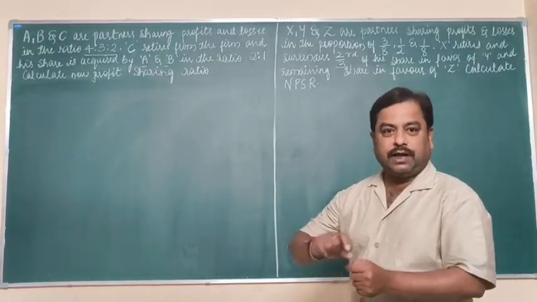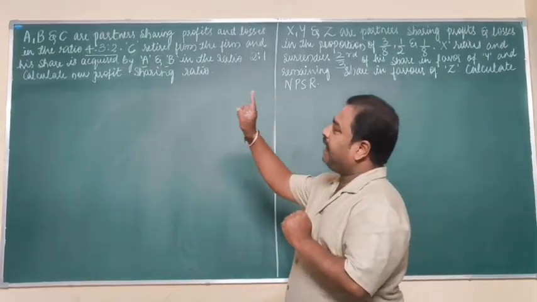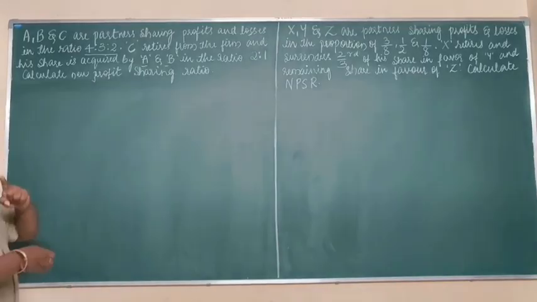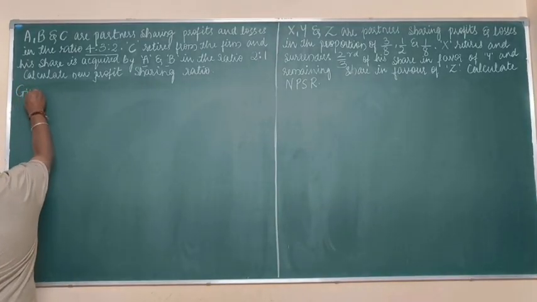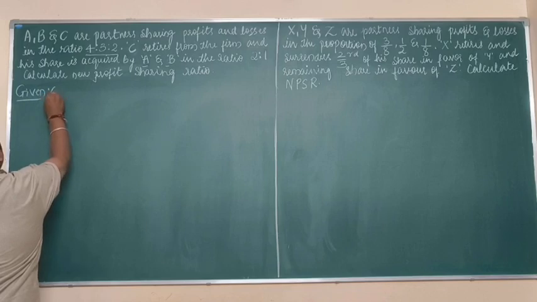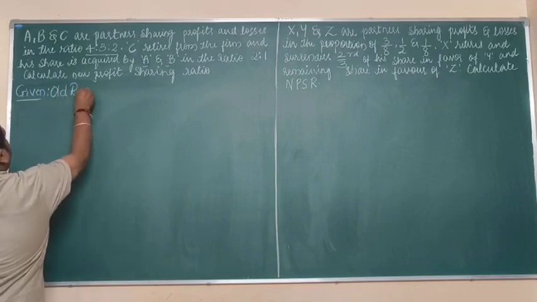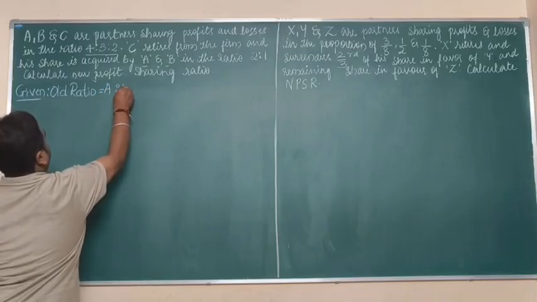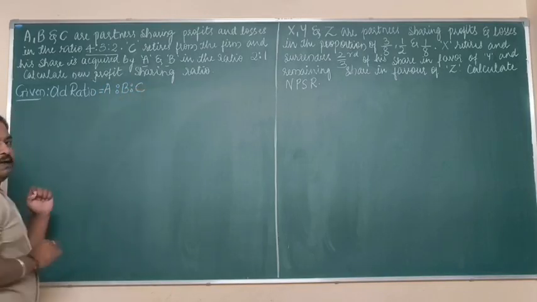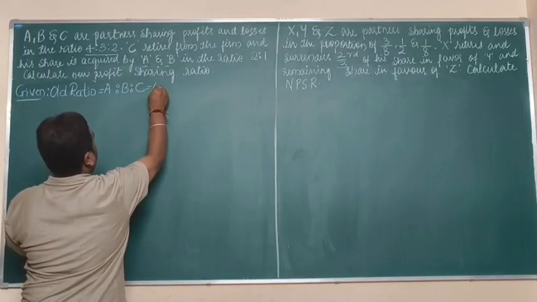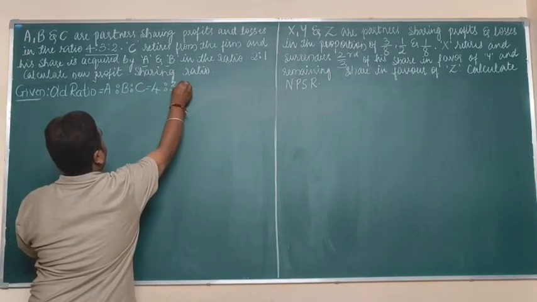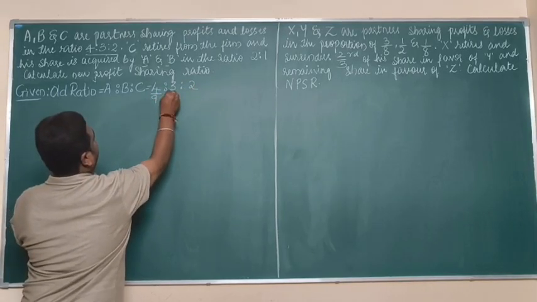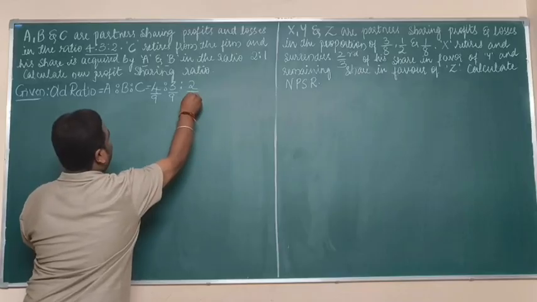Okay students, let's move on to the third question now. A, B and C are partners sharing profits and losses in the ratio of 4:3:2. So what is this 4:3:2? Given old ratio. What is here? Who are the old partners? Old ratio A is to B is to C. What is their ratio? 4:3:2. 4 plus 3 is 7, 7 plus 2 is 9, so 4/9, 3/9 and 2/9.